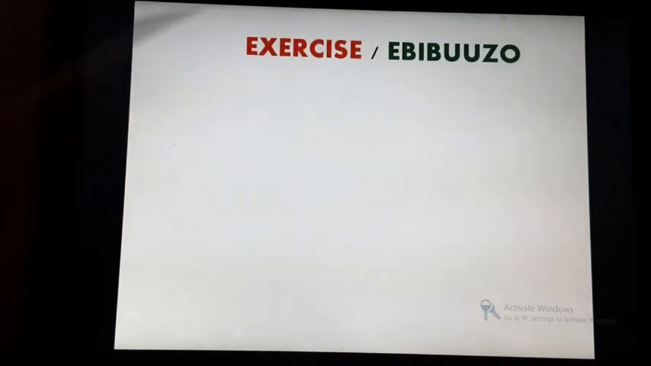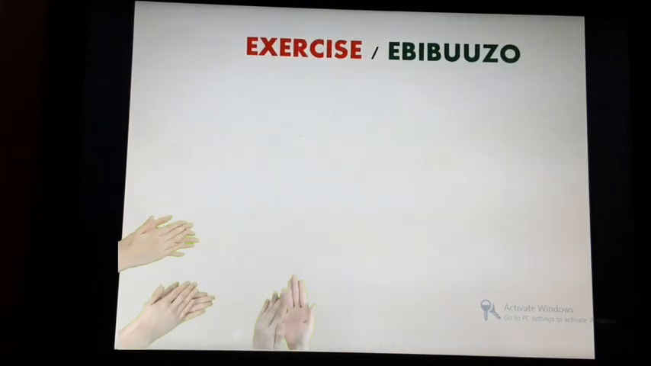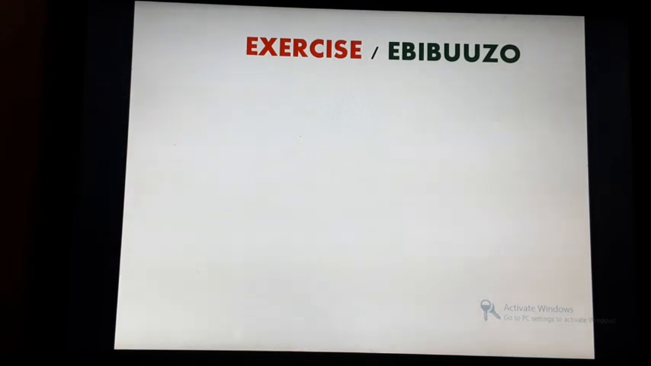Exercise. Hello everyone and welcome. Today we are going to have a simple exercise. In this exercise, you're going to be asked questions and you're going to leave your answers in the comment box.